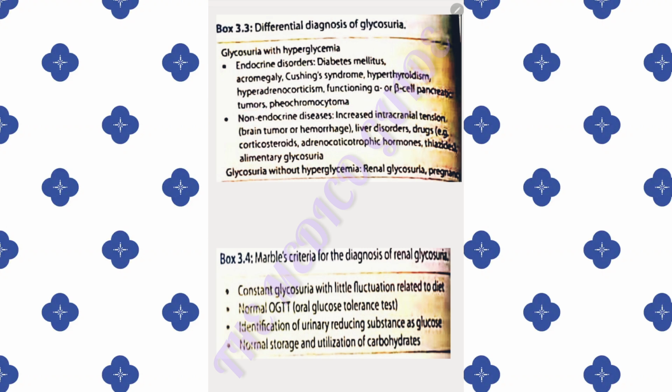The non-endocrine diseases which could possibly be thought of are increased intracranial tension due to a brain tumor or any hemorrhages, liver disorders, drugs like corticosteroids, adrenocorticotropic hormones, thiazides, and elementary glycosuria. So glycosuria without hyperglycemia will be renal glycosuria and pregnancy. Pregnancy is a hyperdynamic state of the human body, and there is excretion of glucose in the urine, which is considered physiological, but there is no hyperglycemia seen in the patients.